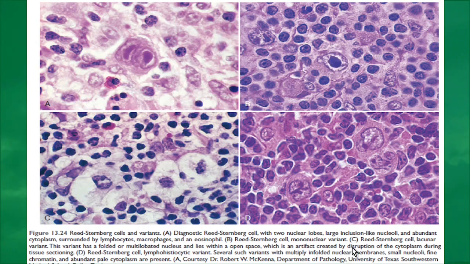This one, C, is the RS cell, lacunar variant. It seems like the nucleus is lying in a lacunar space, as though there is no nuclear membrane or cytoplasm around it. It is due to the fragile nature of these lacunar cells, and it's a cutting artifact of sorts. When histo sections are cut, the cytoplasm is stripped off. And D is the lymphohistiocytic variant. It's also called the popcorn type of nuclei. You can see this.